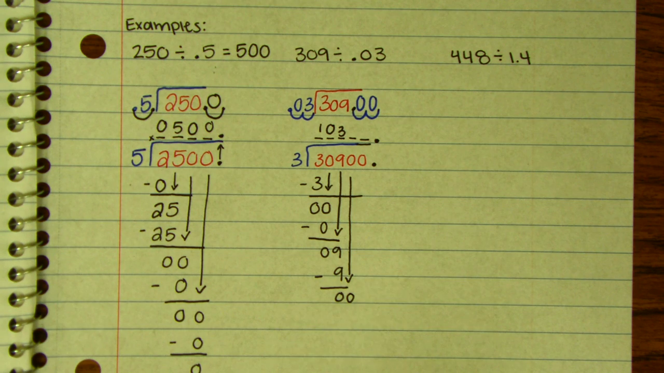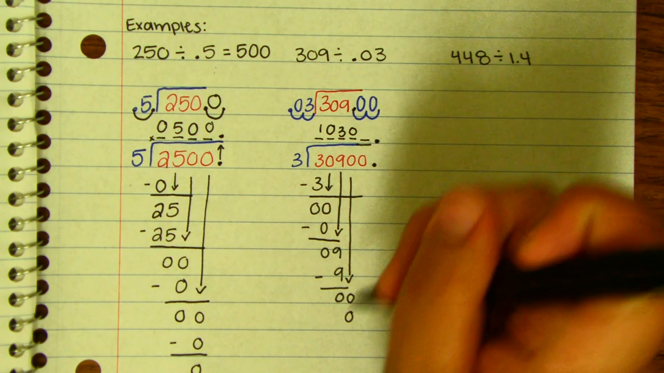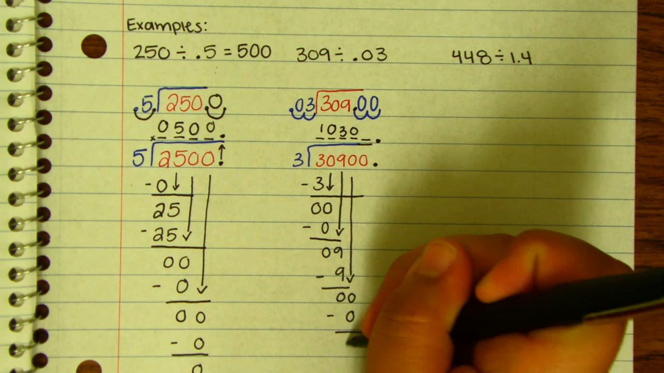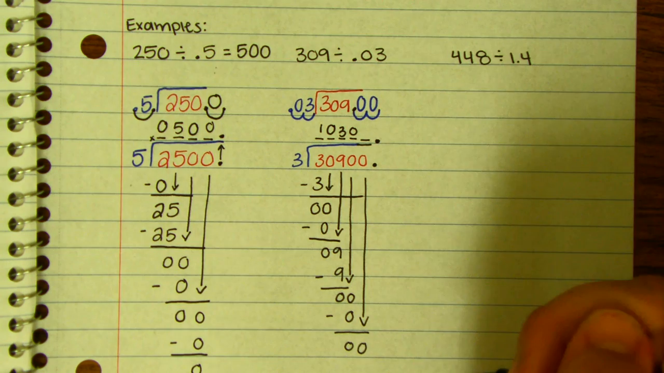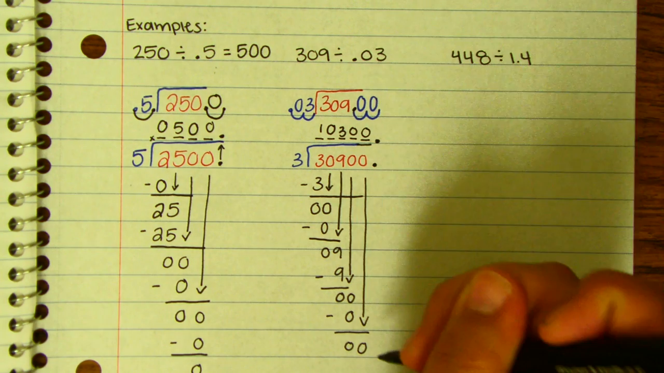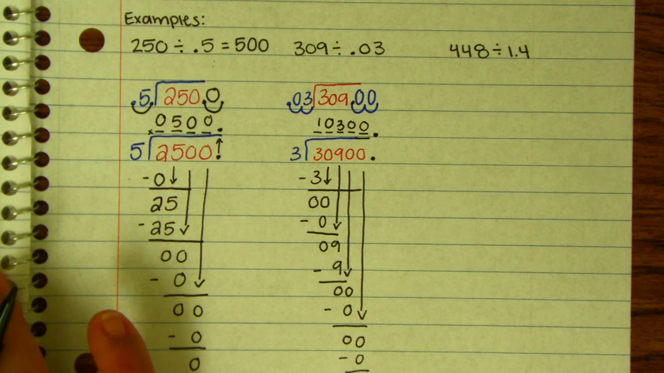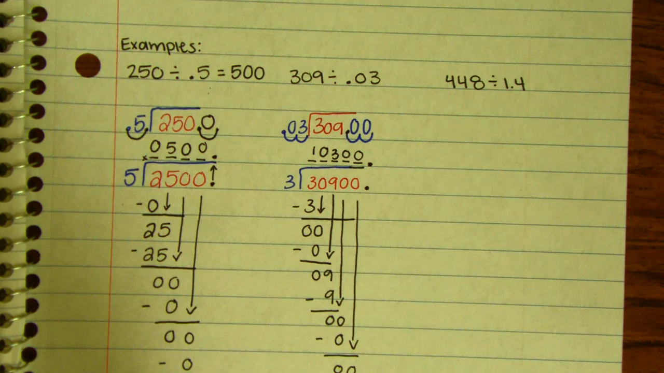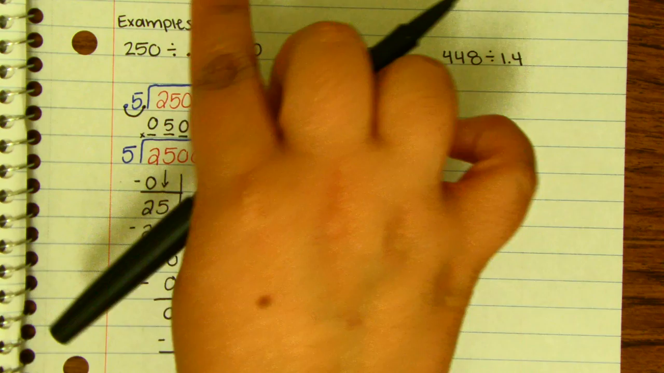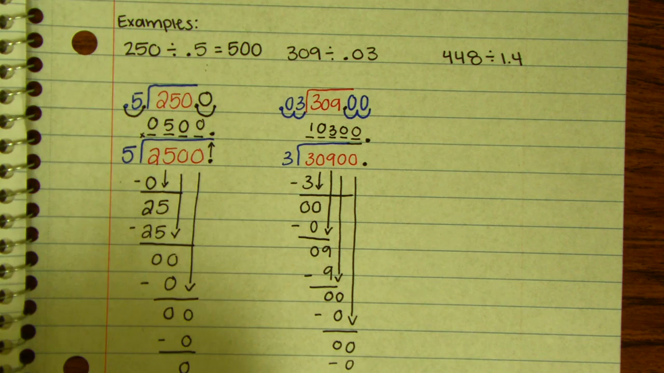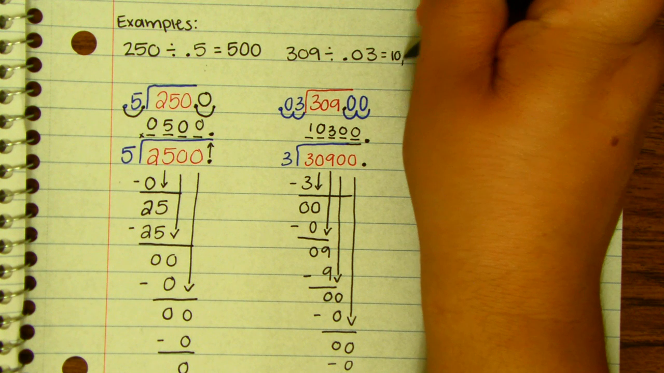So 3 times 0 we already know is 0. I got to do it one more time and subtract. And then 3 times 0 again is 0. I subtract. Still have a remainder of 0. And I am done. So my answer to 309 divided by 0.03 is actually going to be 10,300.